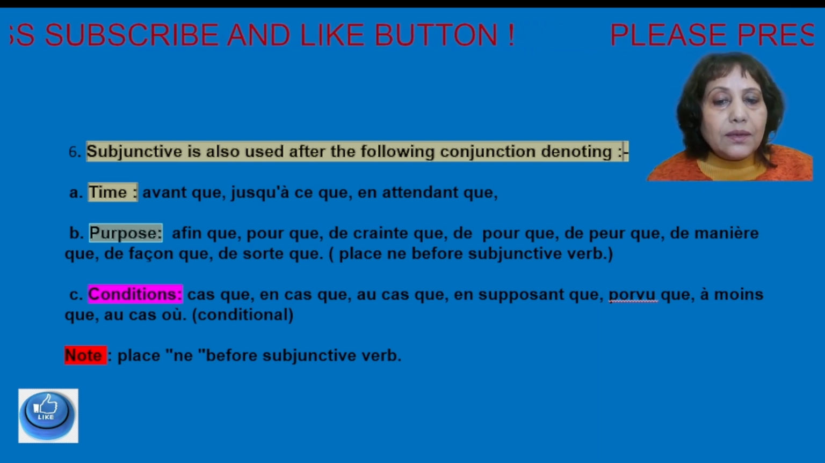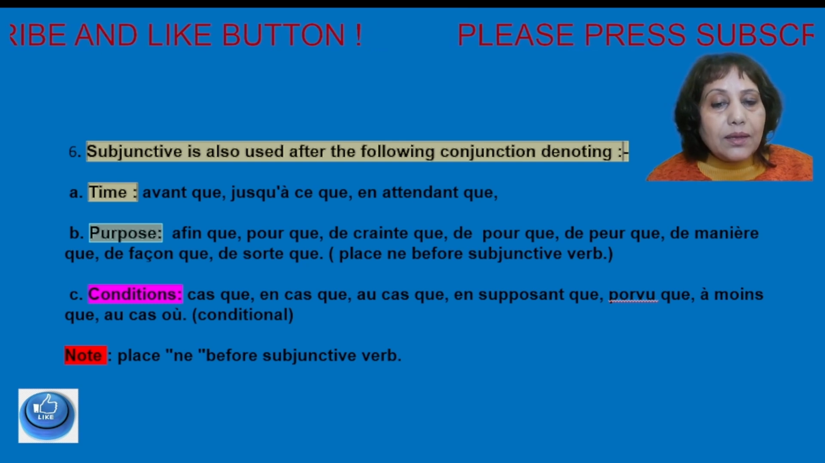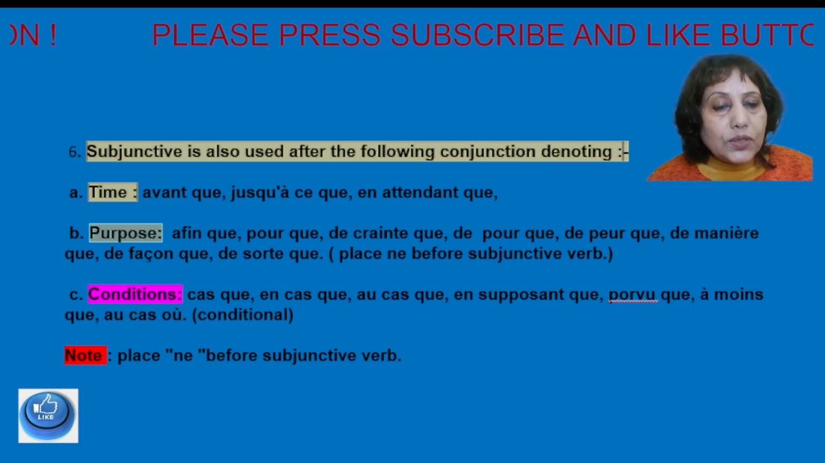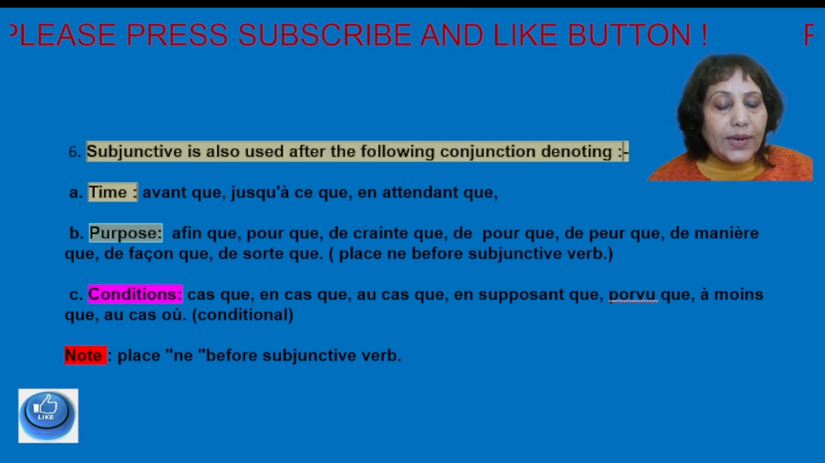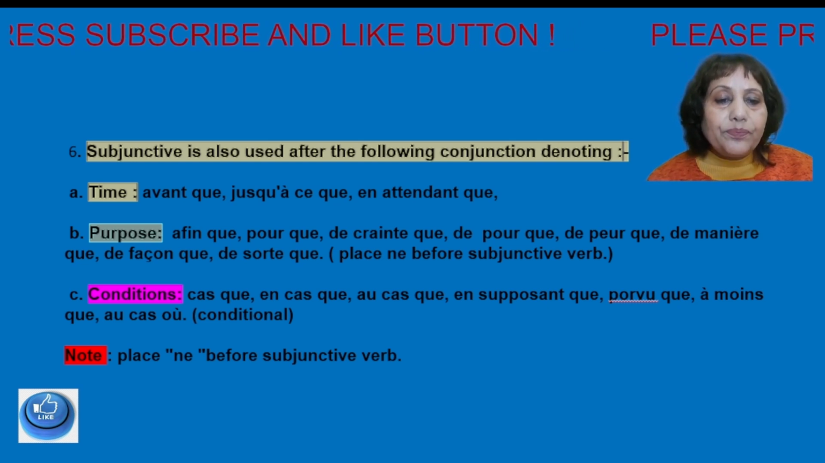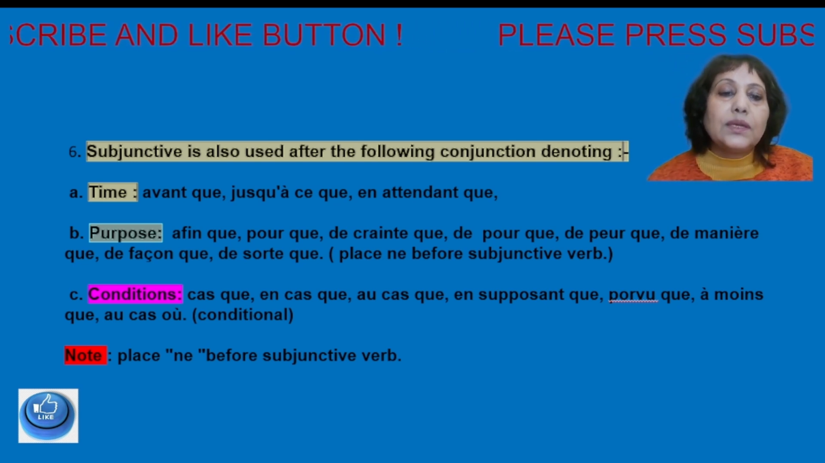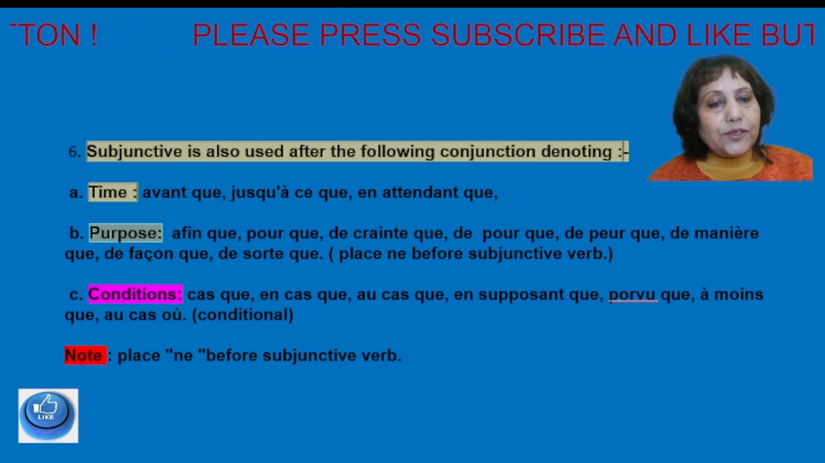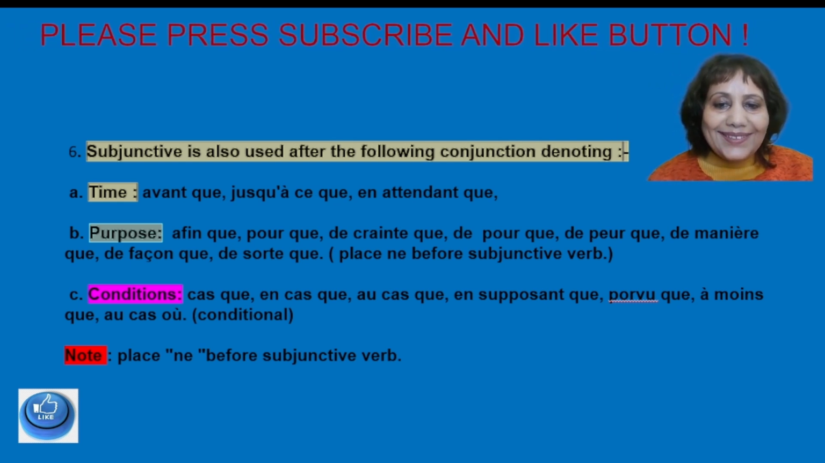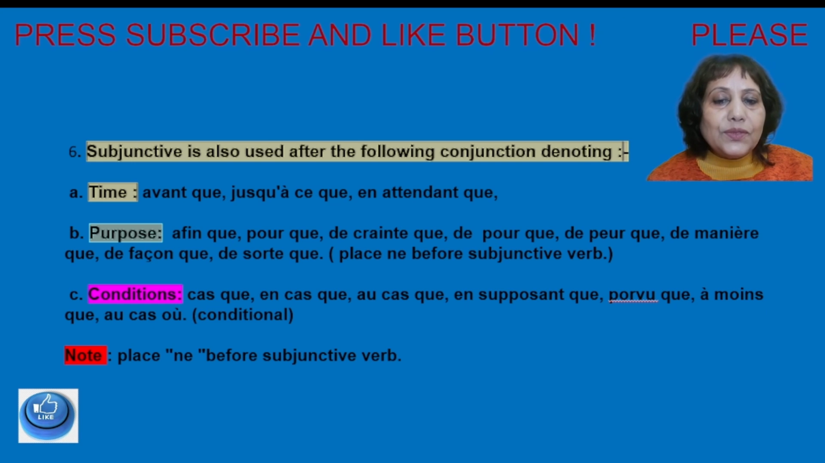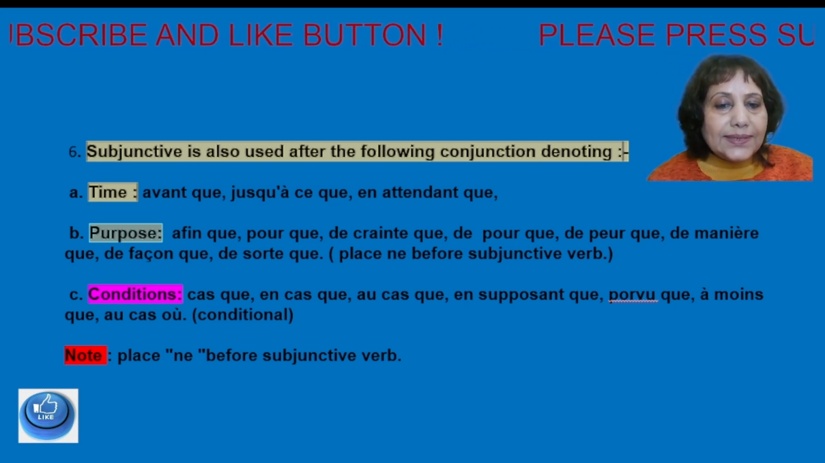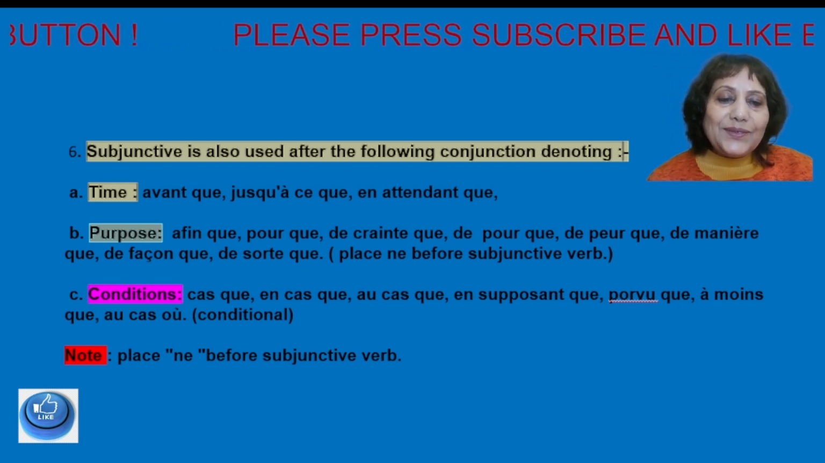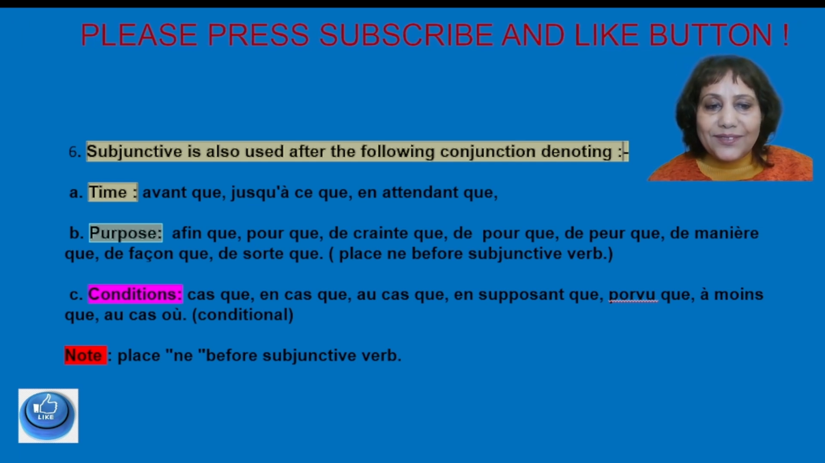Condition: à condition que, en cas que, au cas que, supposé que, supposing that, pourvu que, provided that, à moins que, at least, en any case where. When you say all these things, when you put the conditions, then also we use subjunctive. Okay? Note, place ne before the subjunctive verb in these cases. All right. So just note it down, remember them, try to make sentences with all these.